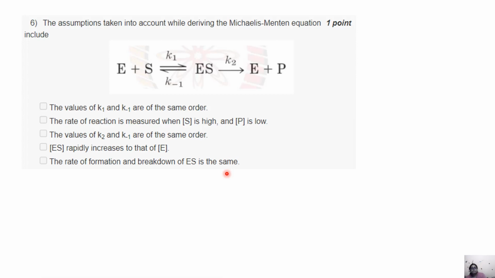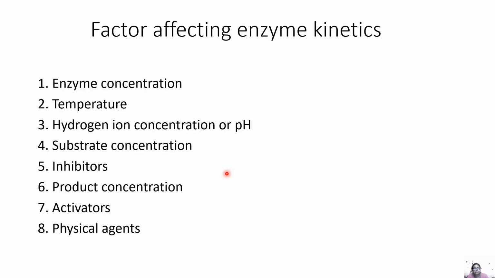Okay, so the answer will be: the rate of the reaction is measured when substrate concentration is high and product concentration is low, and the rate of formation and breakdown of ES, or enzyme substrate complex, is the same. These are the assumptions that are taken to derive the Michaelis-Menten equation. So what are the factors that affect enzyme kinetics? The enzyme concentration, temperature, hydrogen ion concentration or basically pH, substrate concentration, inhibitors, product concentration, activators, physical agents, etc.